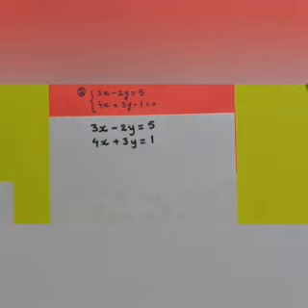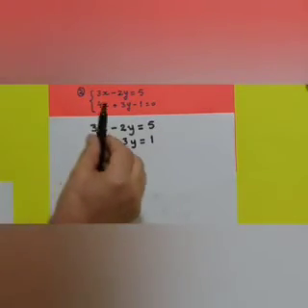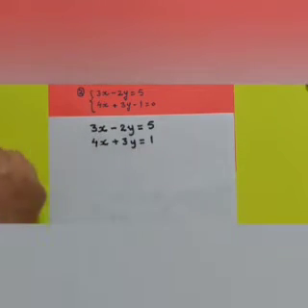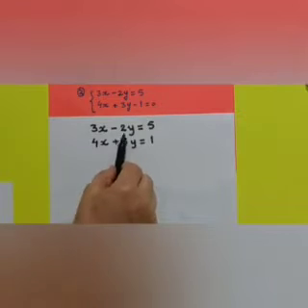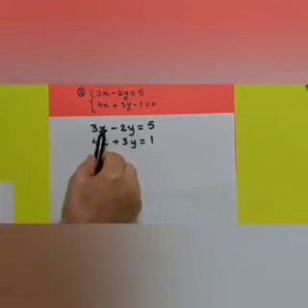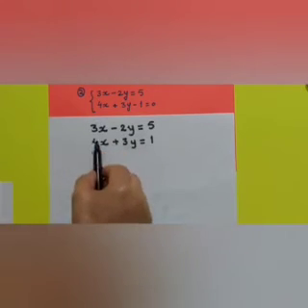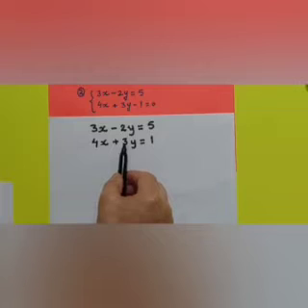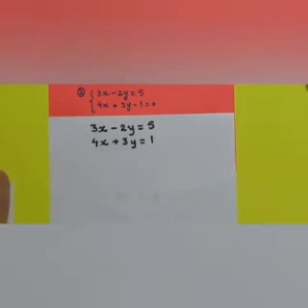Now, we have to make the coefficient of y's or the coefficient of x equal. It should be number 6. And we can get that by multiplying the first equation by 3 to be here 6, and multiplying the second equation by 2 to be here 6 also. This way we can do it.